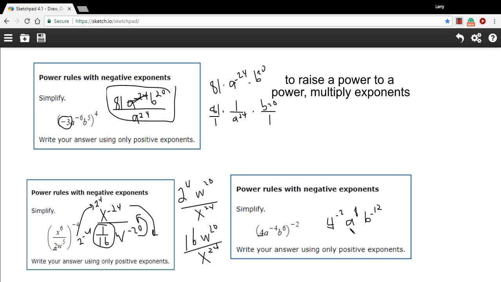Now, we can make this a fraction and bring our negative exponent pieces down. So that's 4 to the 2nd and b to the 12th. So those go way up here. And what we get is a to the 8th on the top of the fraction. And 4 to the 2nd is 16, b to the 12th. So that is a little bit of work with the power rule and negative exponents.